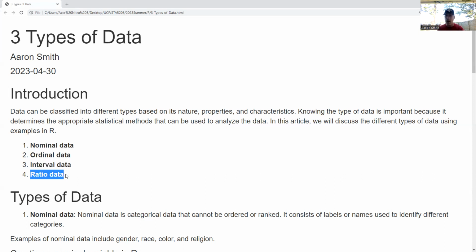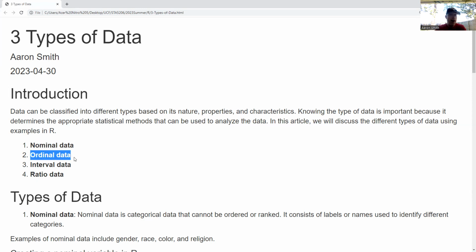Honestly, there aren't a lot of times that we have interval data that's not ratio. Most of the time, we just treat them as the same and just move on with it. I cannot think of a time in my professional career that made a difference for me, but there is a technical difference on these. So nominal data, mathematically, I can tell the difference between two levels.